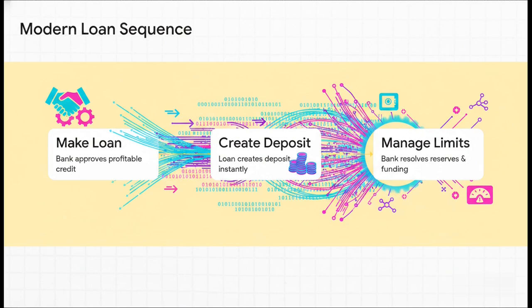The modern reality literally reverses the old sequence. Banks aren't just sitting around waiting for deposits to arrive so they can lend them out. No way. Step 1, banks make a loan the second they spot a profitable opportunity. Step 2, boom, that loan instantly creates a deposit on their balance sheet. And only then, in step 3, does the bank scramble to manage its reserves, its funding, and its liquidity. They act first and manage the consequences second.